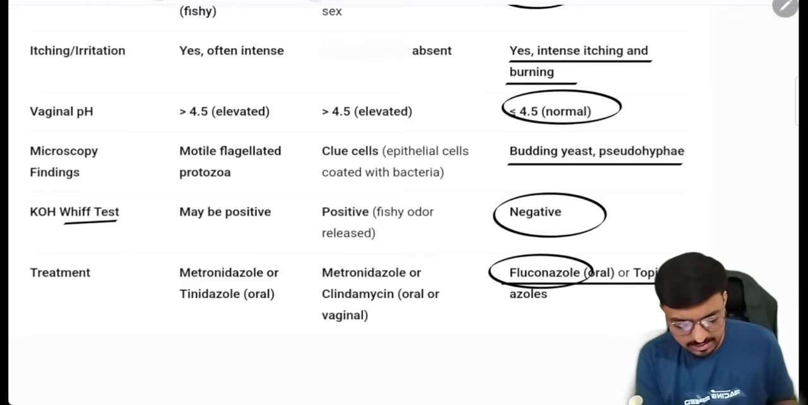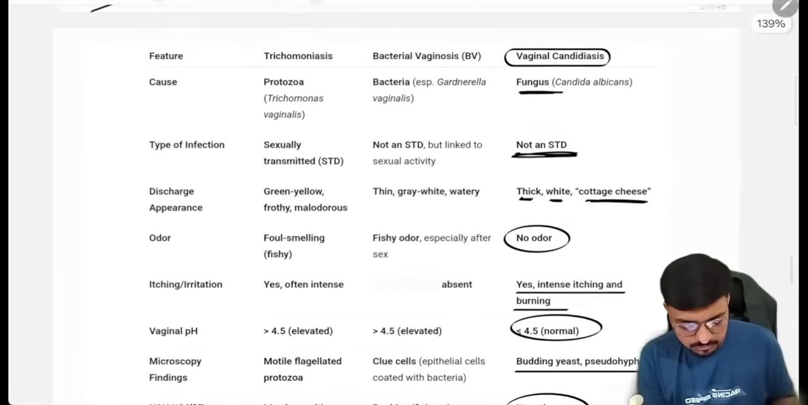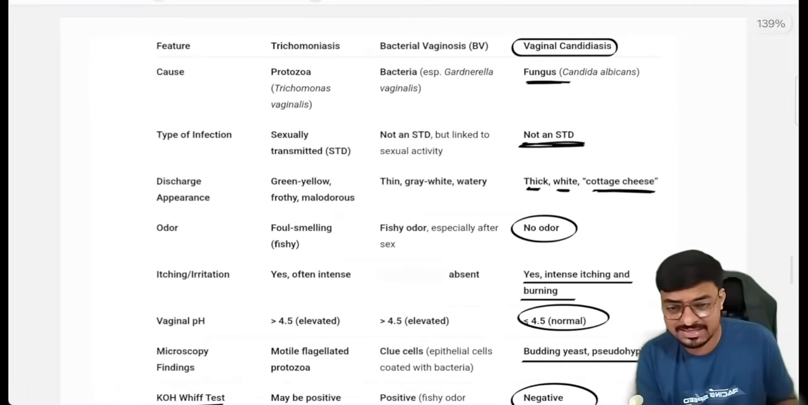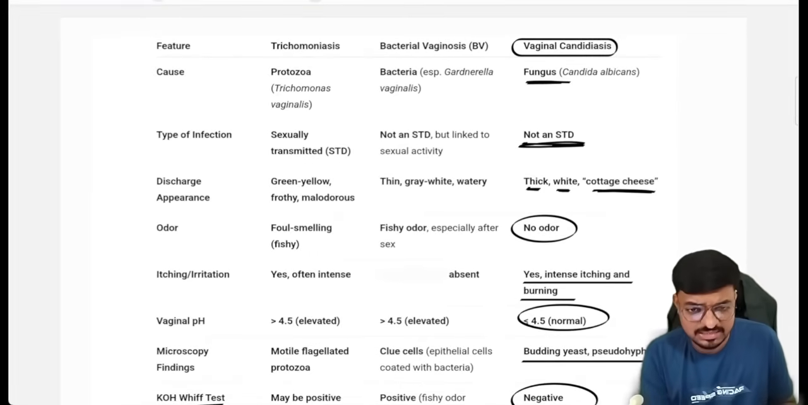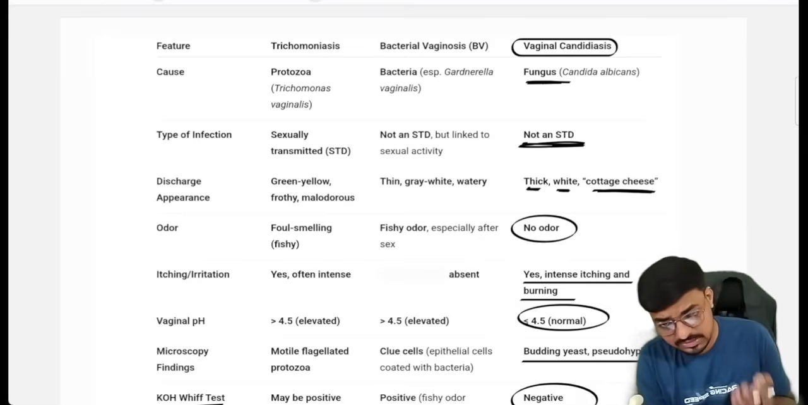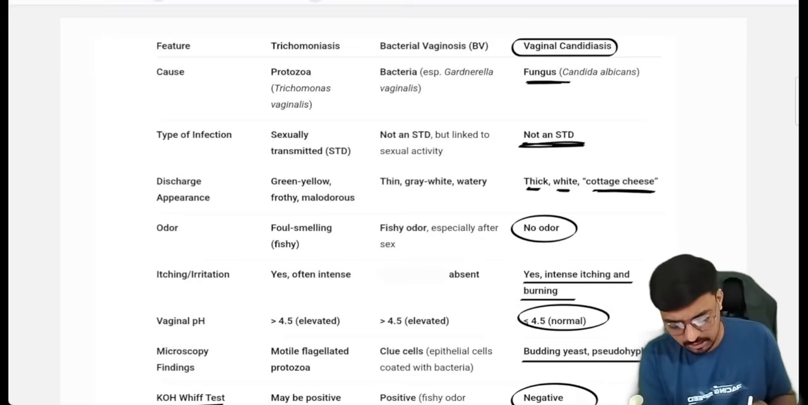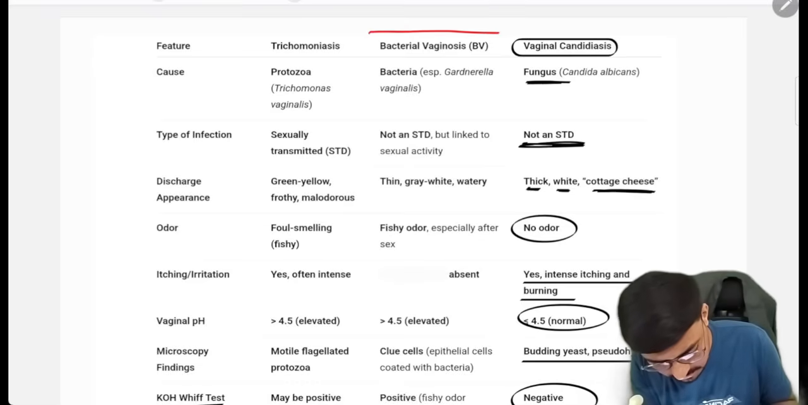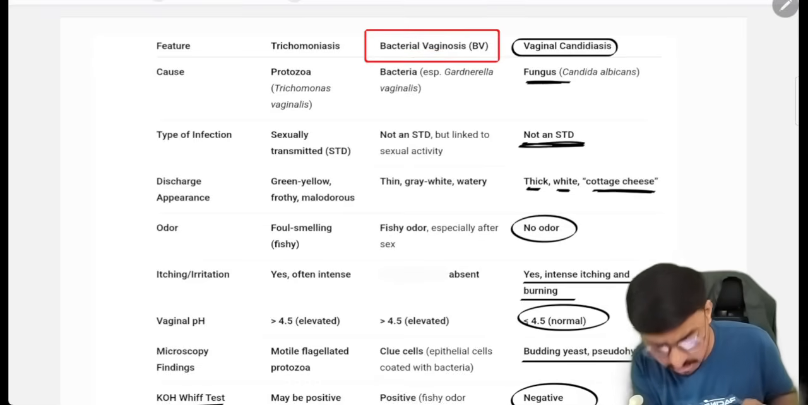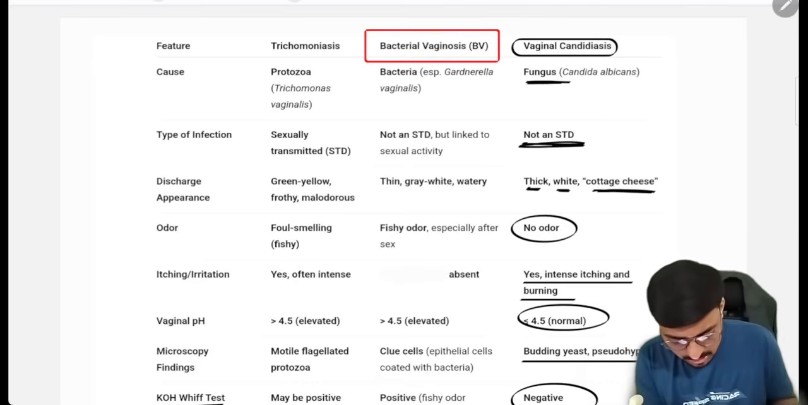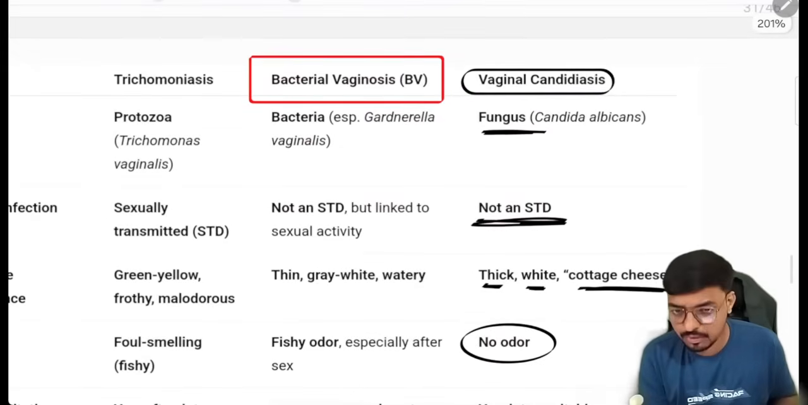Again, I will discuss vaginal candidiasis. Vaginal candidiasis is caused by the fungus Candida albicans, and it is not a sexually transmitted disease. Let's discuss vaginal candidiasis by comparing it with bacterial vaginosis. This will give you the rank. This will give clarity in the concept, and clarity in the concept will give the rank. So look at these two very important differences.